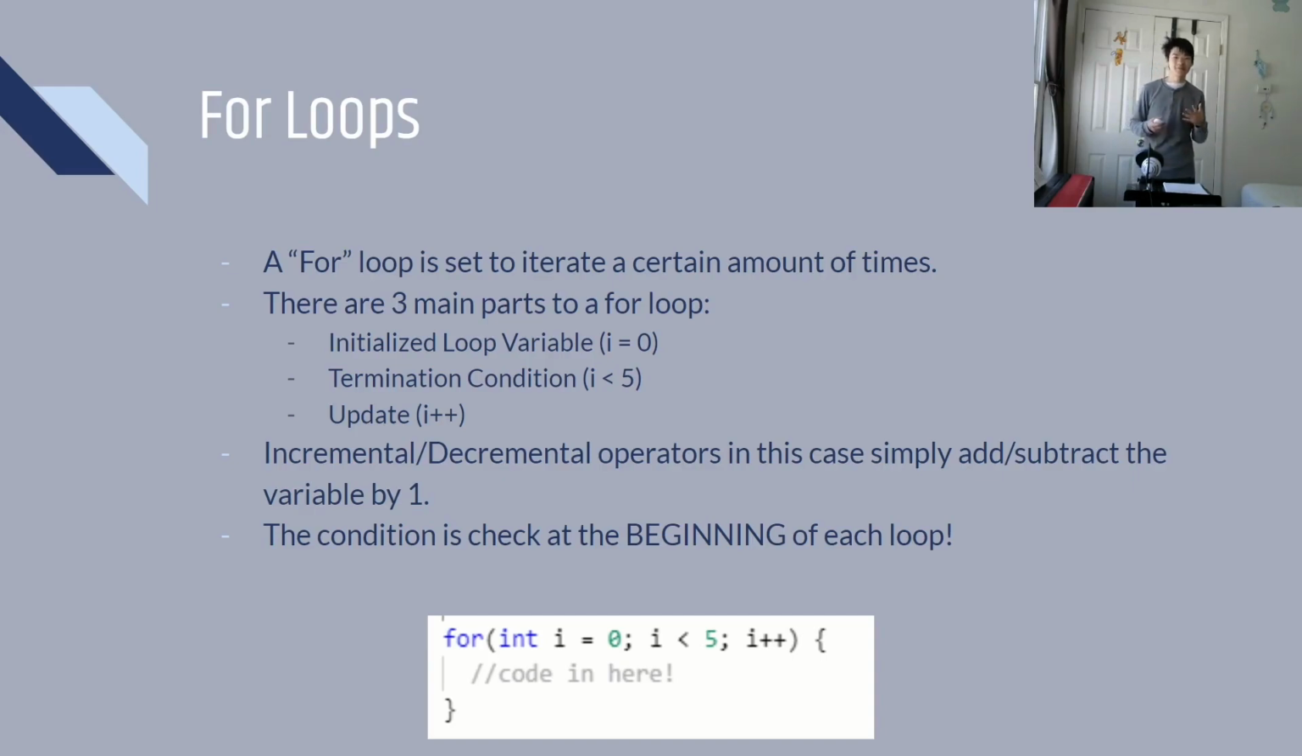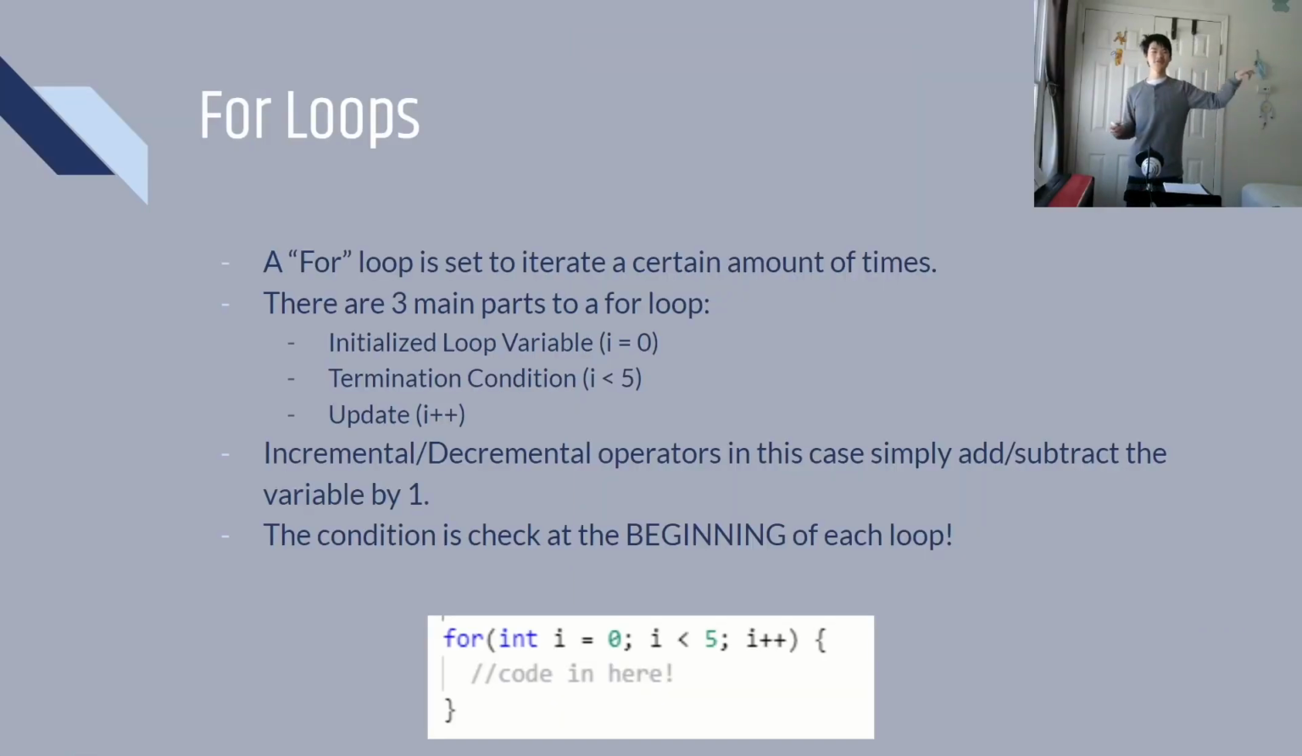The condition is checked at the beginning of each iteration of the loop. So, let's try to explain this with the image. We're saying for int i equals 0, i is less than 5, i plus plus. Okay, cool. So what it does is it says, alright, is i less than 5? Well, yes it is, it's 0. So it'll iterate, and it'll go through the code once. And it'll add to i. So i will become 1 because of the incremental operator. So now i is 1.